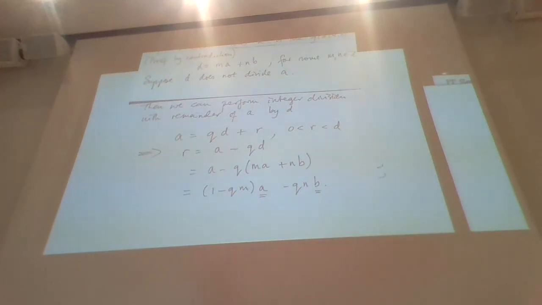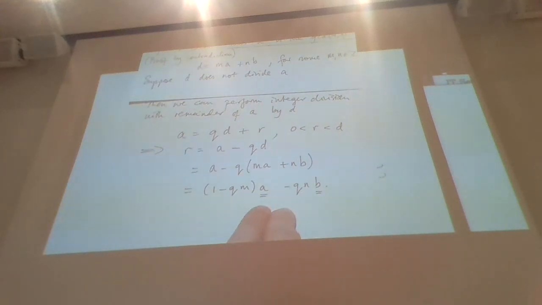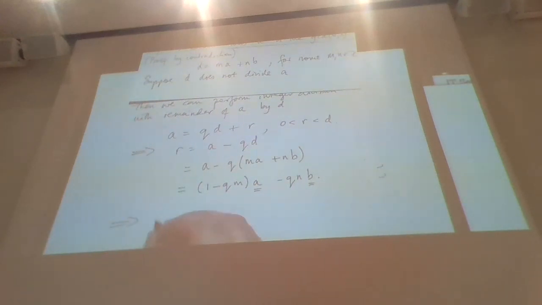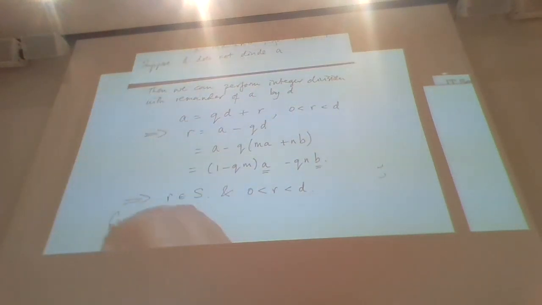Okay? R can be expressed as a combination of A and B with integer coefficients, 1 minus Qm on the A and minus Qn on the B. So this implies that R is an element of S, the set of all linear combinations. And we have this condition here, which I'll just repeat down here. R is strictly less than D. And that's when the red lights go off. The alarm goes, you've proved a contradiction.